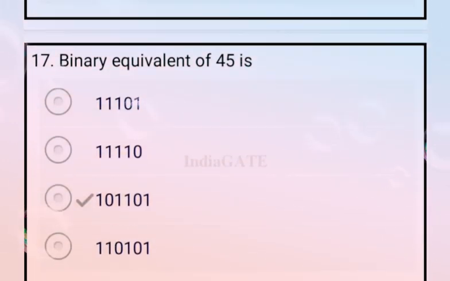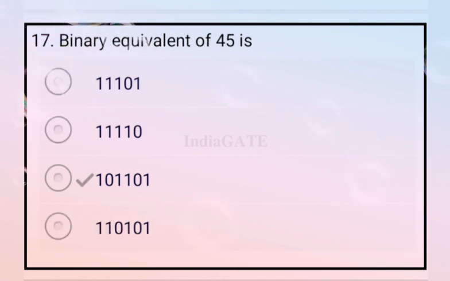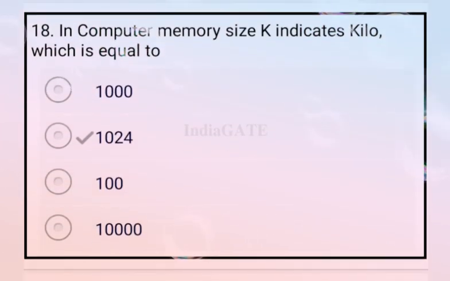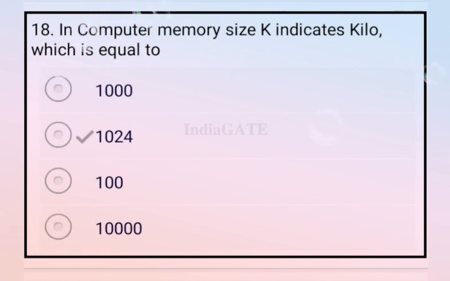Next question. Binary equivalent of 45 is? The correct answer is option C, that is 101101. Next question. In computer memory, size K indicates kilo, which is equal to? The correct answer is option B, that is 1024.